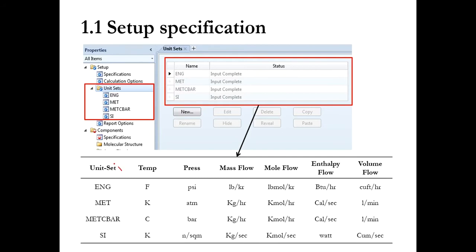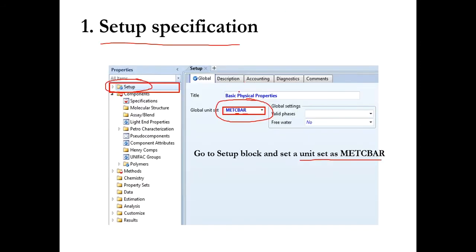And in each case, if you see the units of temperature: Fahrenheit, Kelvin, degree centigrade. Similarly, the pressure, mass flow, mole flow, enthalpy flow, and volume flow are present. So I will show you once I go to the Aspen Plus. So this is the first task which you need to do. Usually this MET C bar is automatically selected. So if you want to switch to the English mode, you will scroll down and select English or so on.